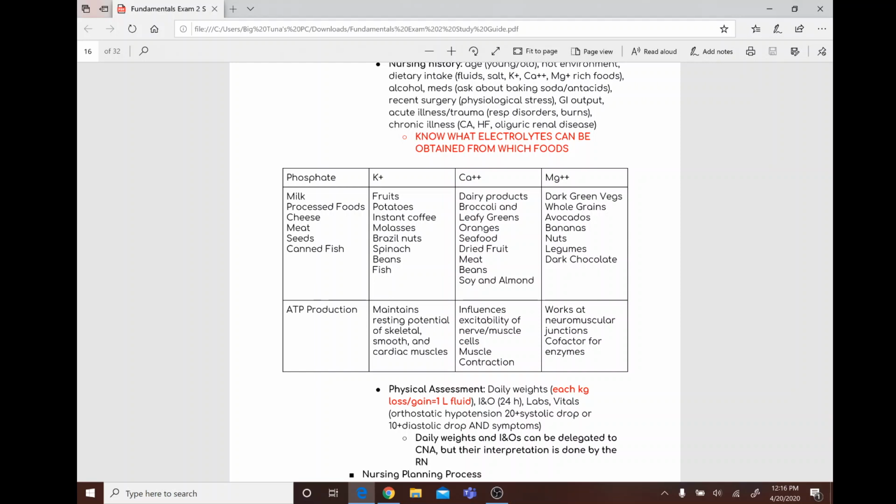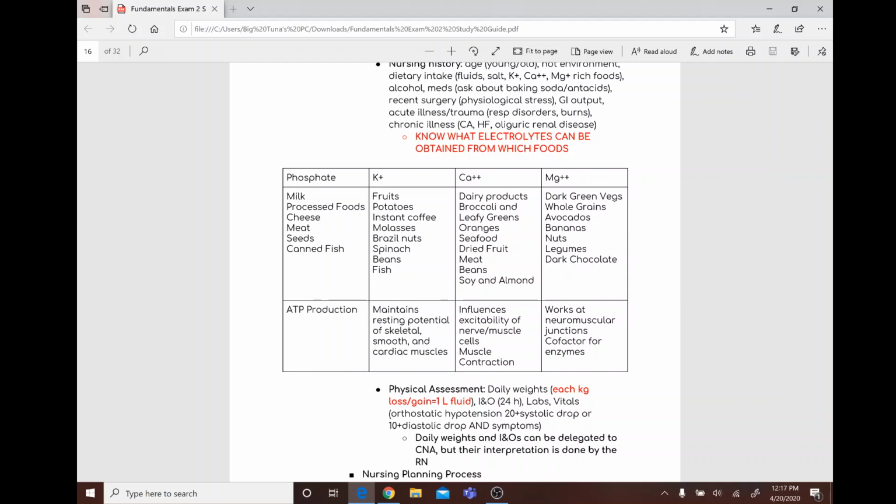What foods can we get potassium from? Fruits, potatoes, instant coffee, molasses, Brazil nuts, spinach, beans, and fish. What is the function of potassium? Maintains resting potential of skeletal, smooth, and cardiac muscles. What foods can we get calcium from? Dairy products, broccoli, leafy greens, oranges, seafood, dried fruit, meat, beans, soy, almonds.